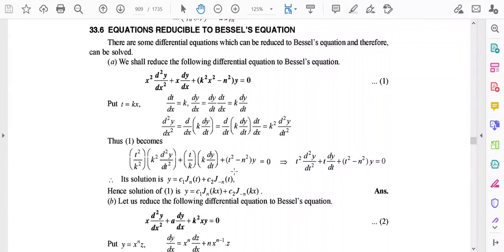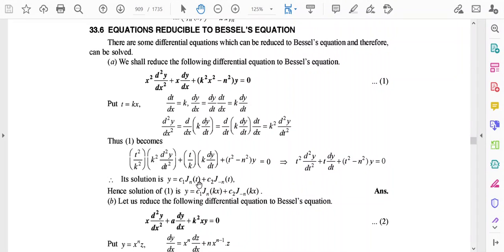And if we simplify this equation, that is, if we multiply by k square, then this equation will be like this: t square into d square y by dt square plus t into dy by dt plus (t square minus n square) into y is equal to 0. Now, if we look carefully at this equation, it is like the original form of the Bessel's equation, and we know that the solution of the Bessel's equation is y is equal to c1 Jn of t plus c2 J of minus n of t. So, this will be the solution of this Bessel's equation.